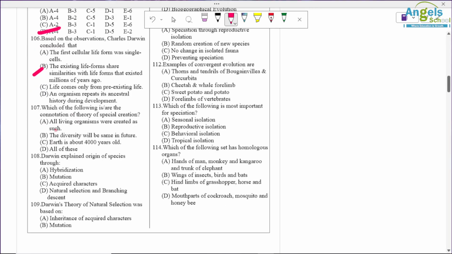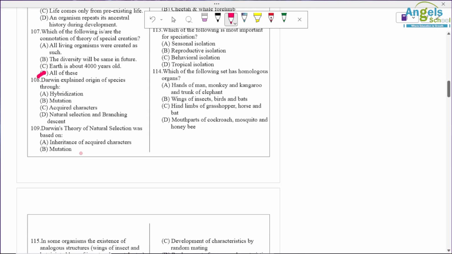Which of the following is a connotation of the theory of special creation? All living organisms were created as such, diversity will remain the same in the future, and Earth is about 4,000 years old. So all of this is correct. Darwin explained the origin of species through natural selection and branching descent.